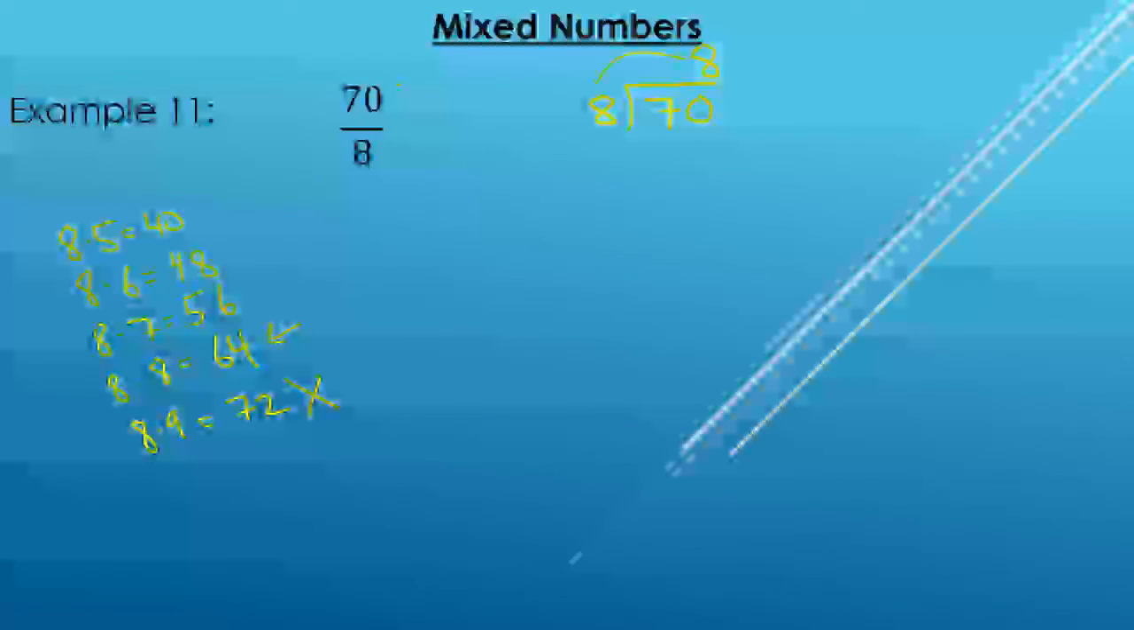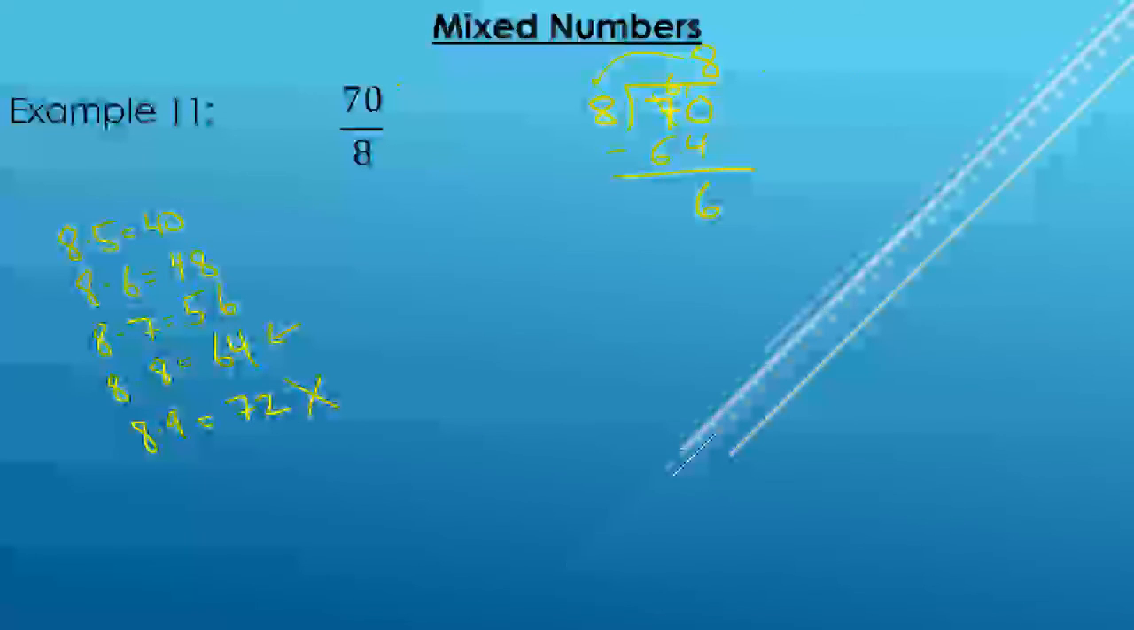Now you multiply 8 times 8. That's 64. You put it below. Subtract. And we get this remainder of 6. So to write it as a mixed number, we take this number on top, and we take our remainder, put it right here, over the original number we were dividing with, 8. So 70/8 is equal to 8 and 6/8.